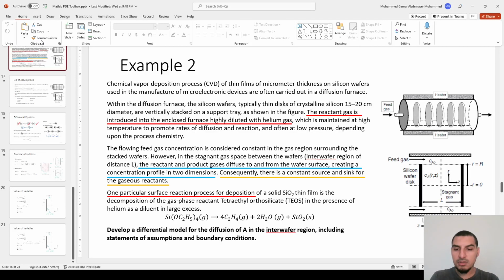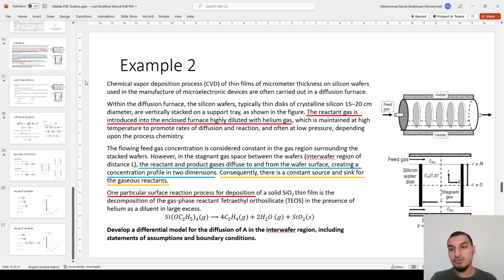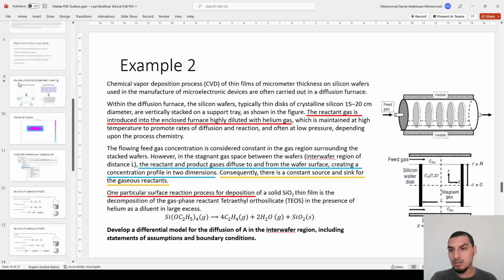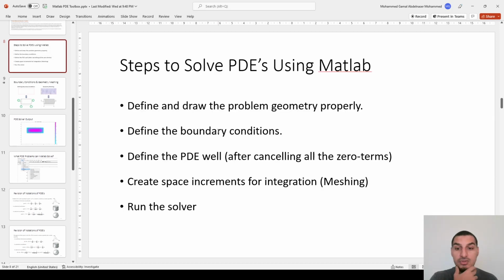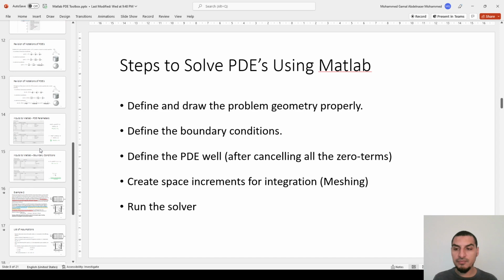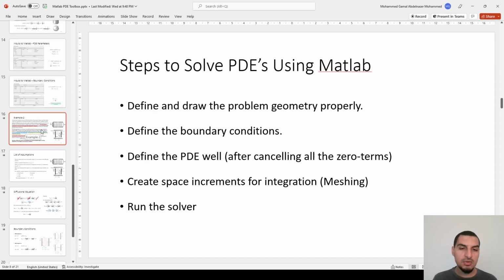Hello everybody. So in this video we're gonna start with the second step of the partial differential equation toolbox, which is, after doing the geometry, defining the boundary conditions and then defining the partial differential equation as well. To do this, we will apply it on one of the problems that we have already solved before in the mass transfer course, a problem that we didn't actually solve, but we got the simplified equation of continuity for this system.